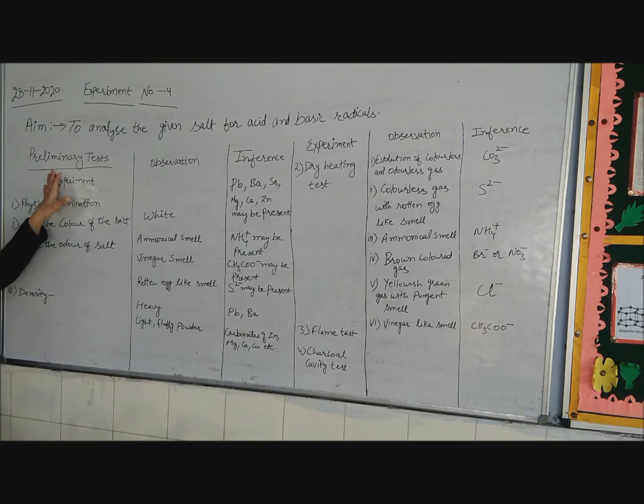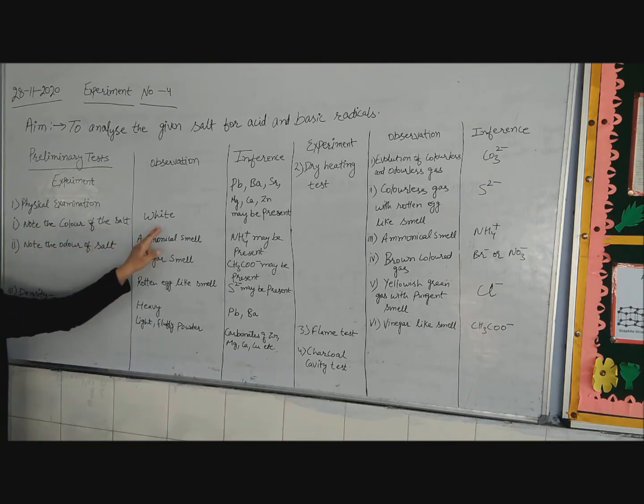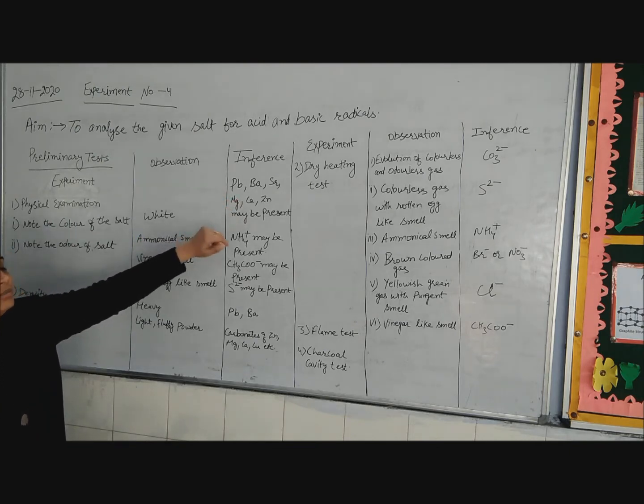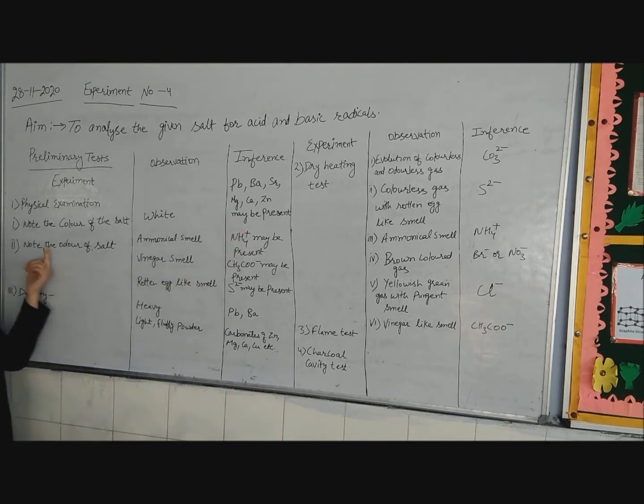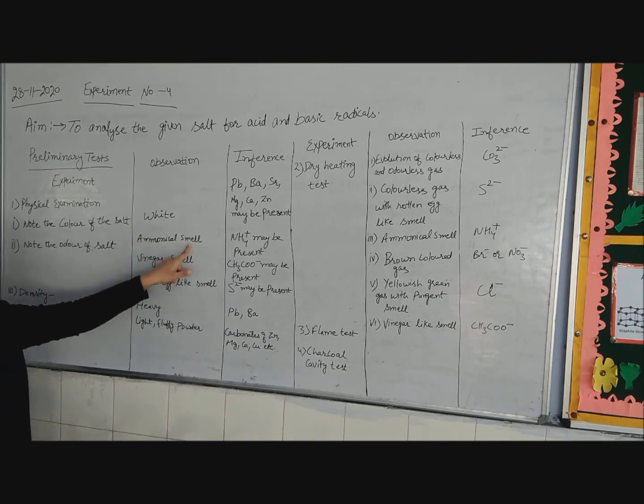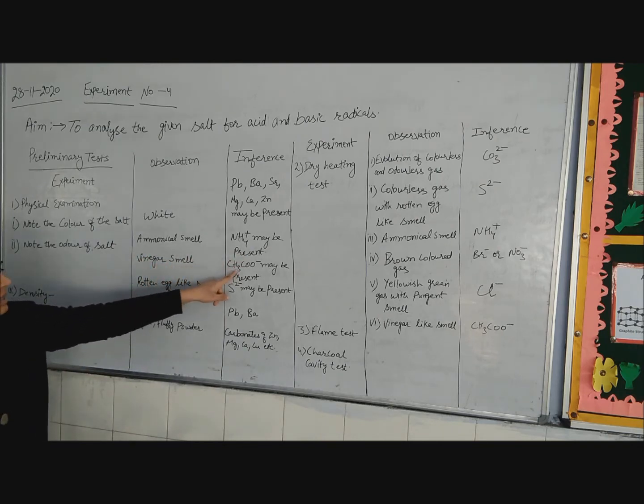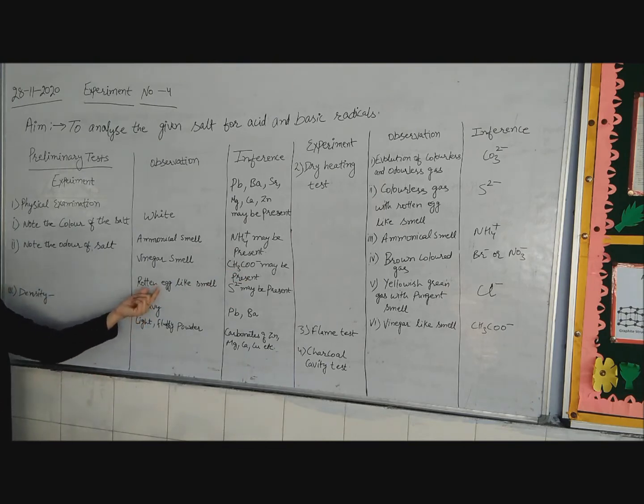First of all, we have to do the preliminary test, in which we check the physical examination of the salt. First, note the color of the salt. If it is white, it means lead, barium, strontium, magnesium, calcium, zinc may be present in that salt. Next, note the odor of the salt. If it is an ammoniacal smell, then ammonium ion may be present. If a vinegar smell is observed, then acetate ion may be present. If a rotten egg-like smell, then sulfide ion may be present.